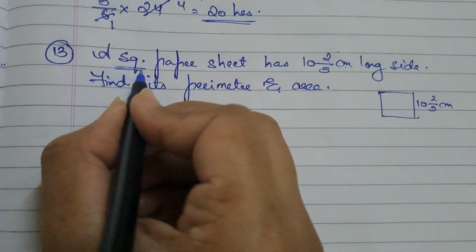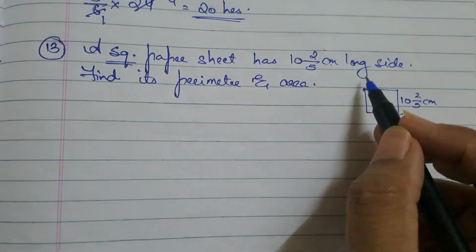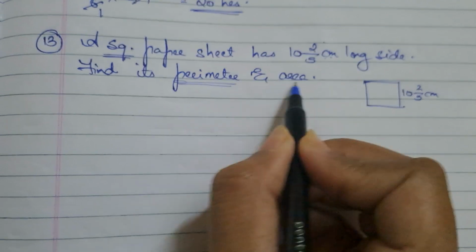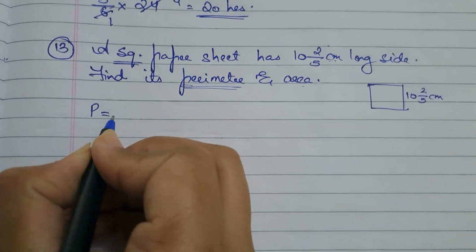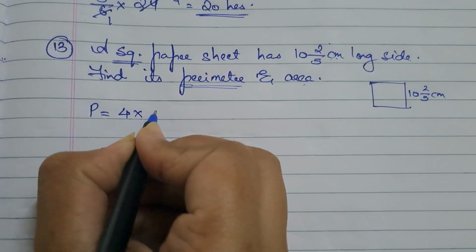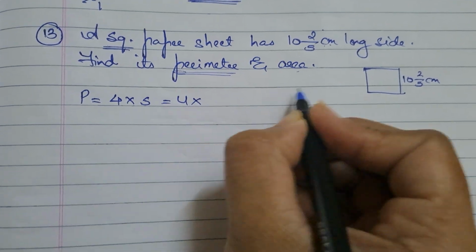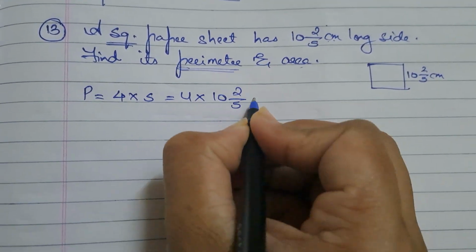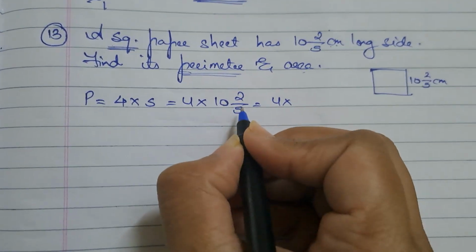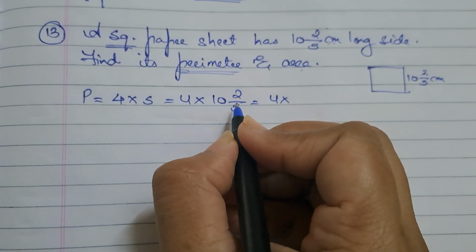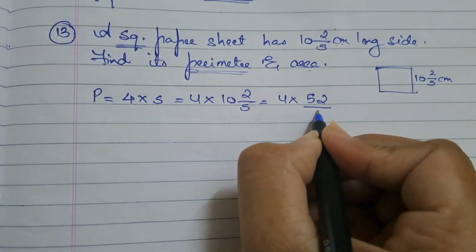It is mentioned to be a square paper. That means all sides are equal. Now I have to find the perimeter and the area. So let's find the perimeter: the perimeter of a square is 4 times the side. That is 4 times 10 2 upon 5. That becomes 4 times, 5 tens are 50 plus 2, 52 upon 5.